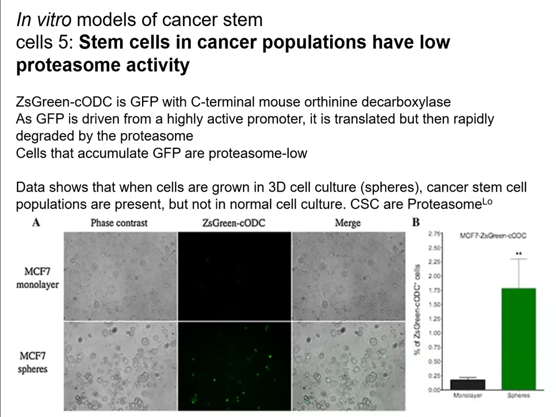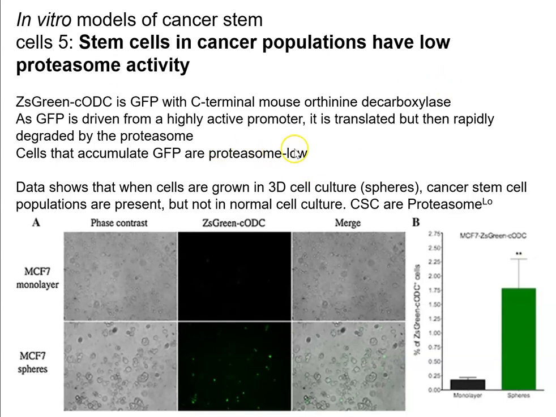Okay, the final model of potential cancer stem cells I'm going to show you, and this is not my data, looks at stem cell populations which might have a low proteasome activity. The proteasome is an organelle that degrades proteins in a very targeted manner. You will have covered this in the therapeutic targeting in cancer module, where I talked about the drug Velcade.